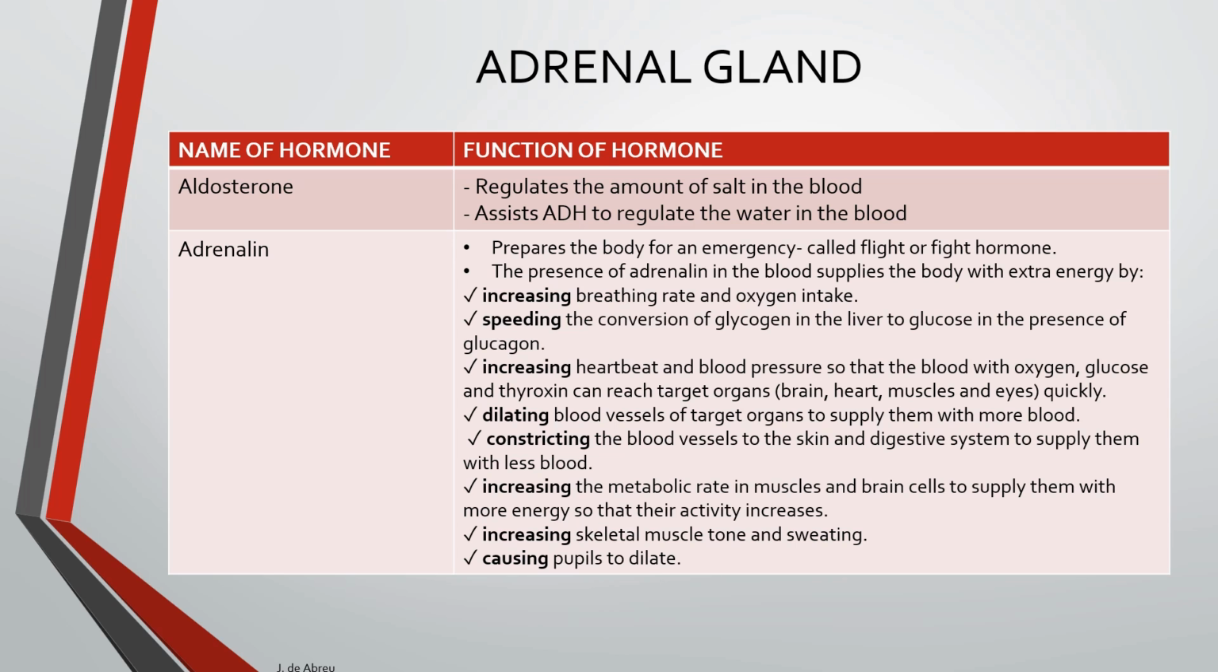Okay. Then we also need glucose for cellular respiration. So it speeds up the conversion of glycogen in the liver to glucose in the presence of glucagon. So glucagon is another hormone that we're going to speak about in the next slide. It is secreted by the pancreas.